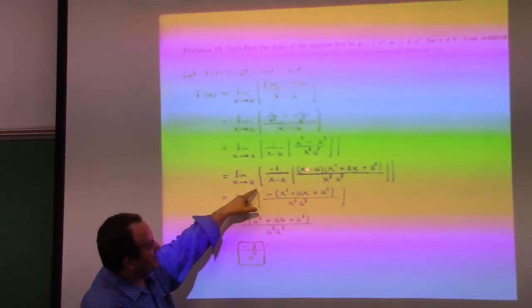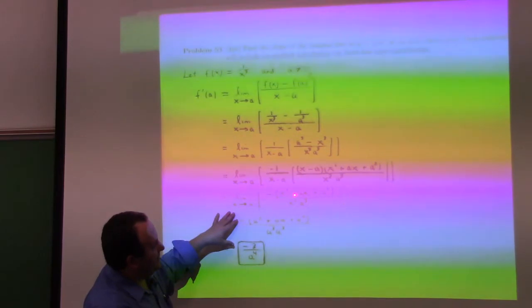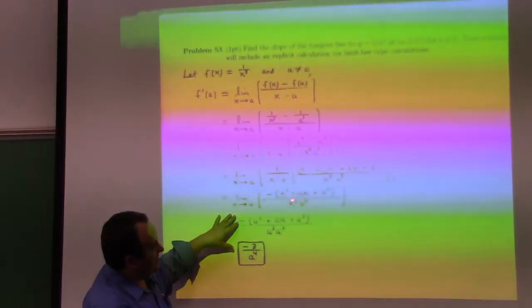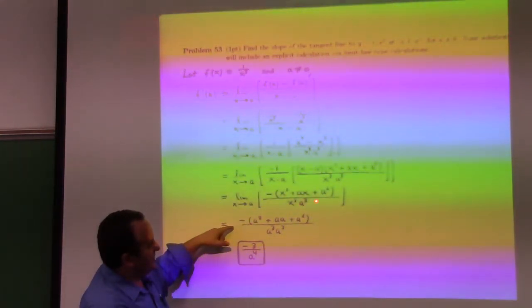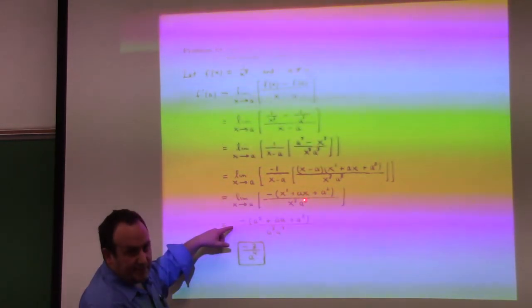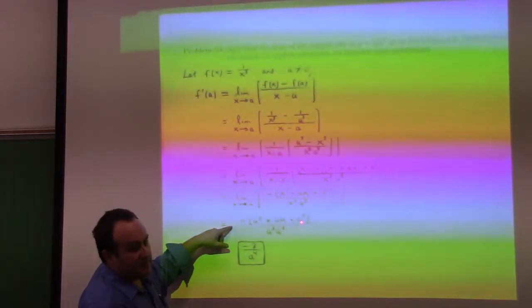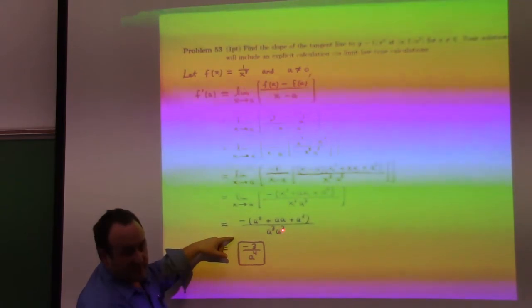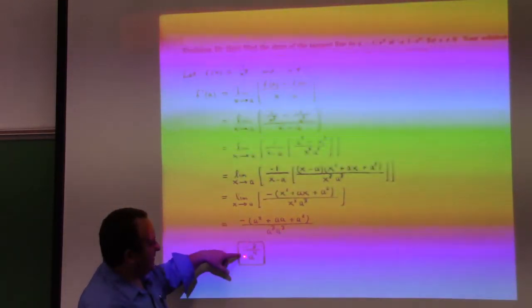So this cancels with that, and we're just left with x squared plus a squared divided by x cubed a cubed. At this point it's no longer indeterminate. We can plug a in. So we get a squared plus a squared plus a squared divided by a to the 6th. There's a minus out front, so that gives me minus 3 over a to the 4th.